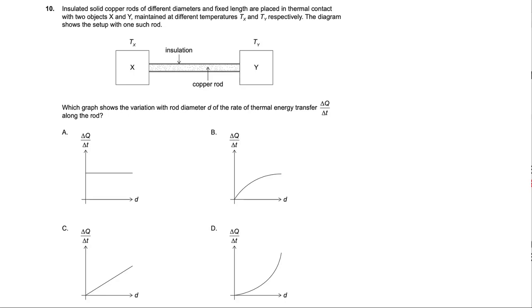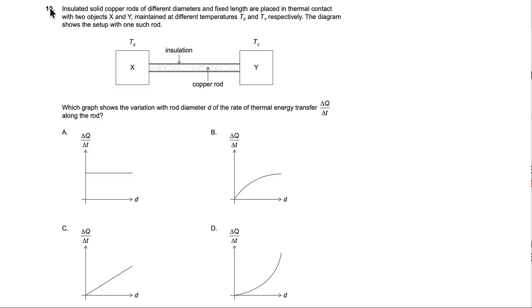Okay, here we go. We've got a question here about conduction. We know that because we've got insulation here, we've got different temperatures, and we've got thermal contact. As ever, hit pause, try the question, and then press play when you think you'd like to see my attempt to explain the answer.